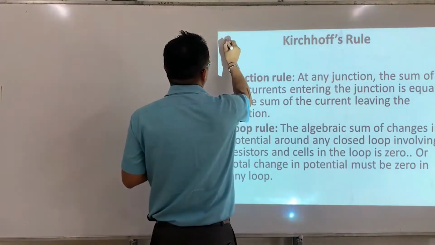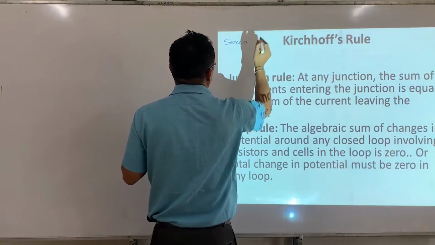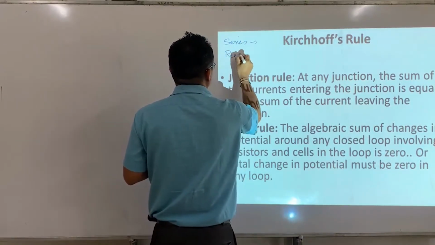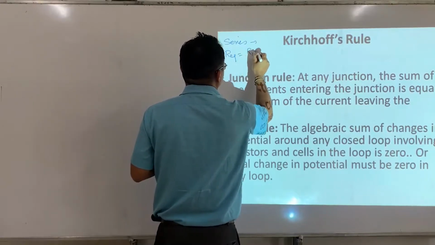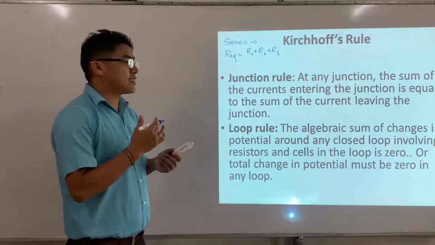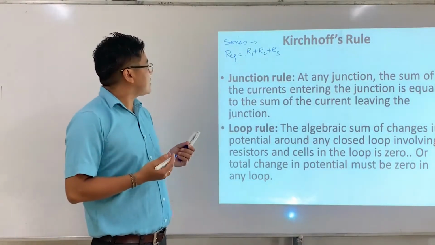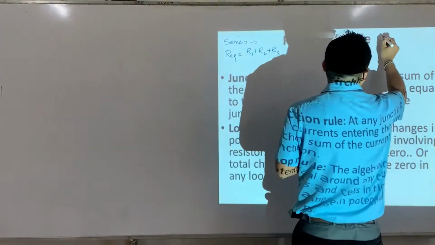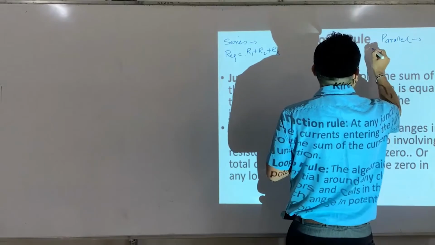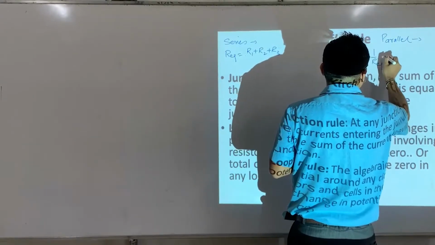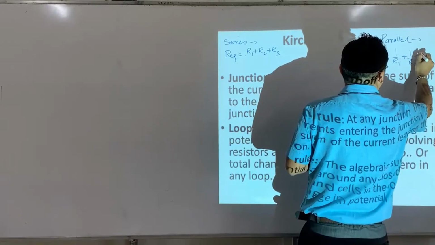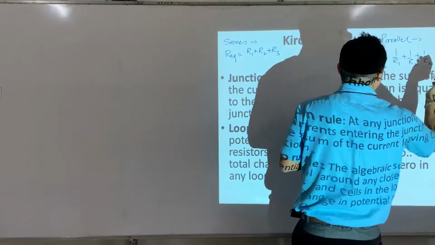Just for recapitulation, in a series combination, the equivalent resistance is equal to R1 plus R2 plus R3, and so on. It is just the sum of the individual resistances. In a parallel combination, the reciprocal of the equivalent resistance is equal to the sum of the reciprocals, 1/R1 plus 1/R2 plus 1/R3, and so on. So this is what we have.